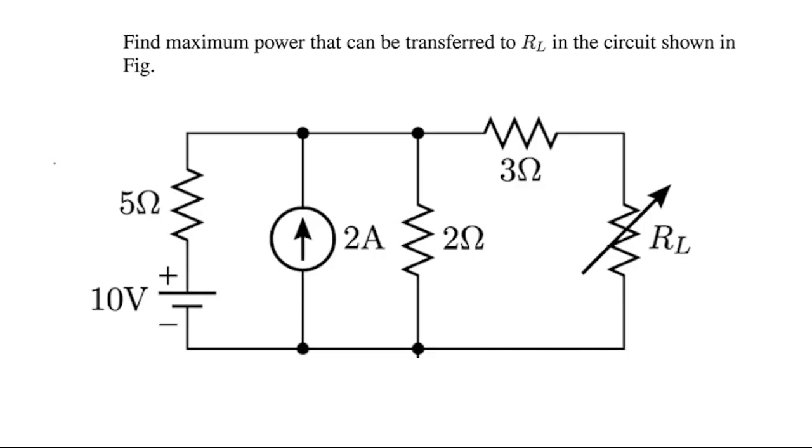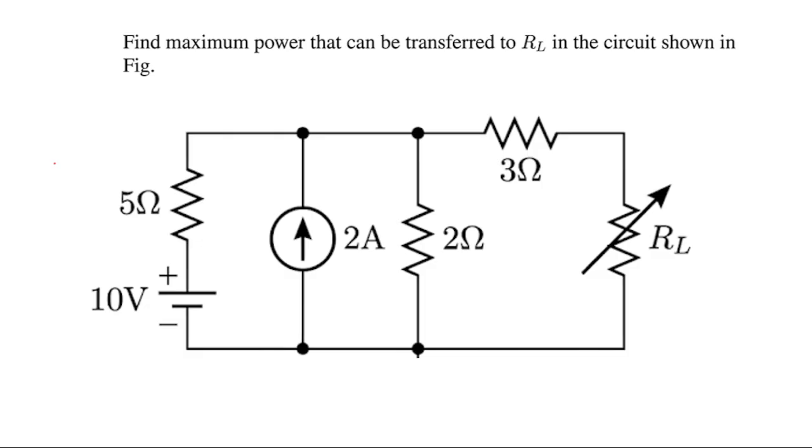So in today's video, we are going to discuss a question of the maximum power transfer theorem. As you can see in this circuit, the question is to find the maximum power that can be transferred to the RL in the circuit shown in the figure. The maximum power can be transferred to the RL for a certain value of the RL. So we have to find out that value of the RL for which the power transfer will be the maximum.